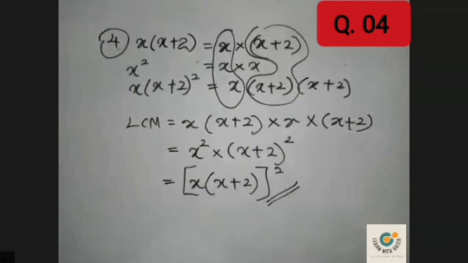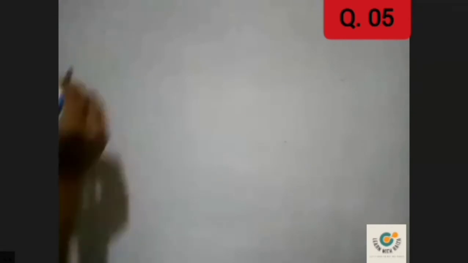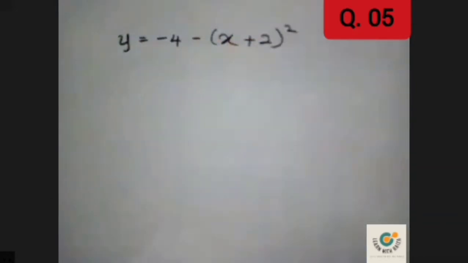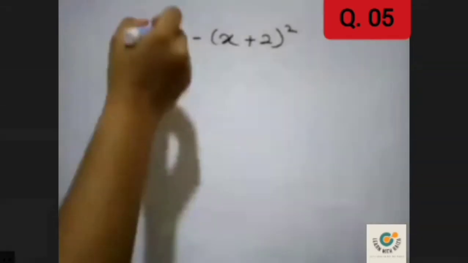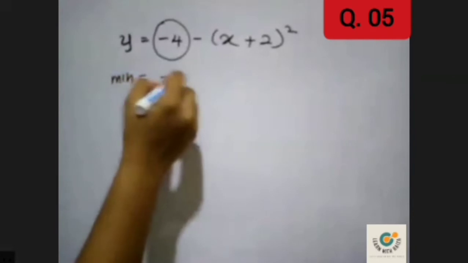So now let's go into question number 5. Question number 5 I have taken from the graphs. Now I'm going to ask you this question. I'm going to give you the equation y equals minus 4 minus (x plus 2) squared. So if I ask you, what is the minimum value? This first term is the minimum value. Minimum value is equal to minus 4.